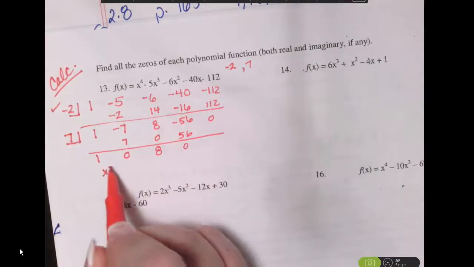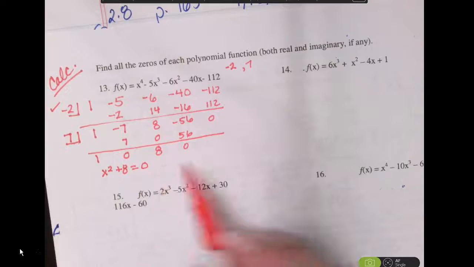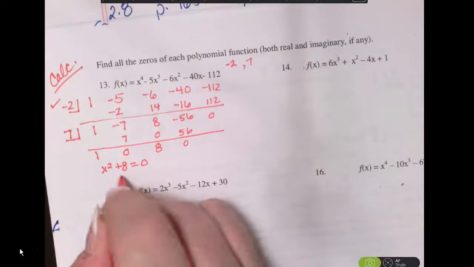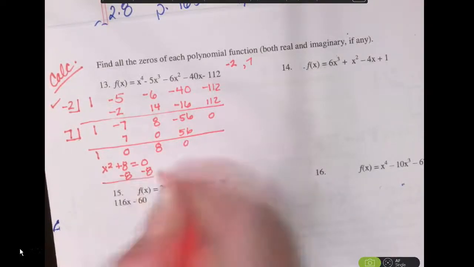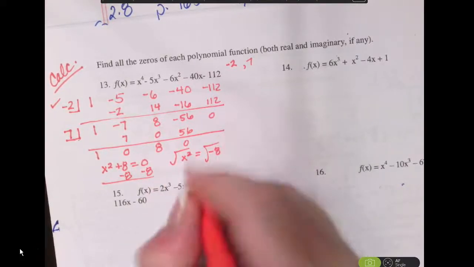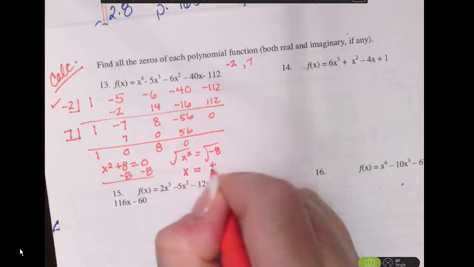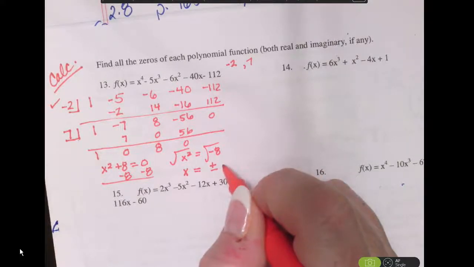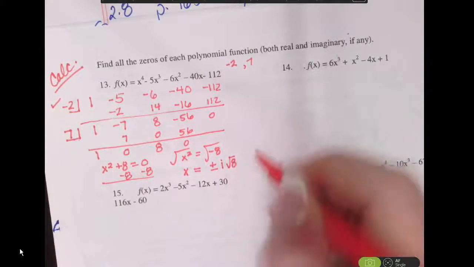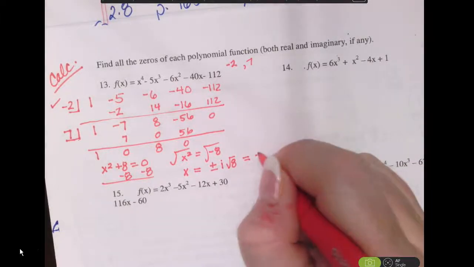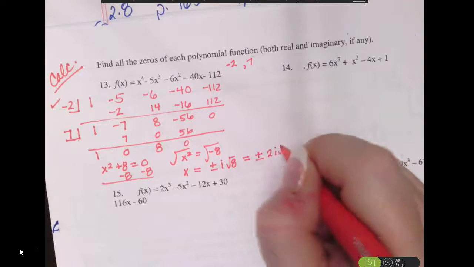So now I end up with x squared plus 8 equals 0. And this is one of those where we end up with an imaginary root. So if I subtract 8 from both sides, I get x squared equals -8. Square root, square root. So x equals plus or minus i times the square root of 8. And it really bothers me to leave a radical that's unsimplified, so that'll be 2 radical 2.